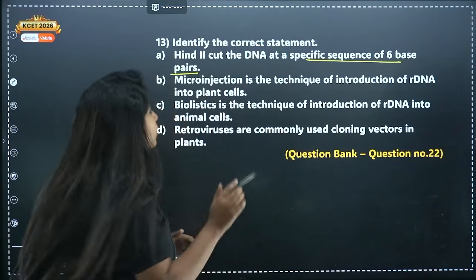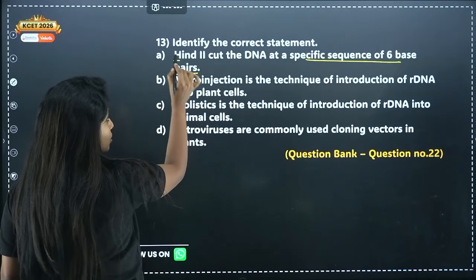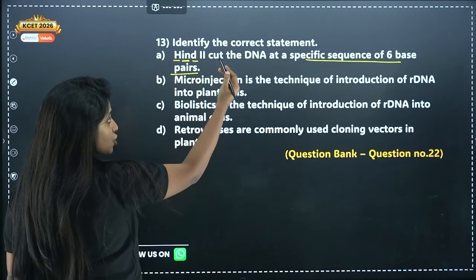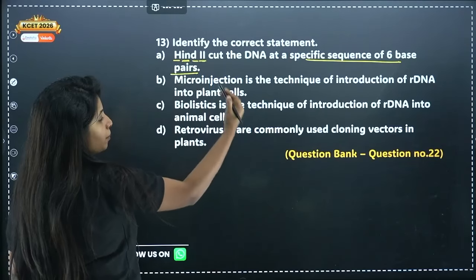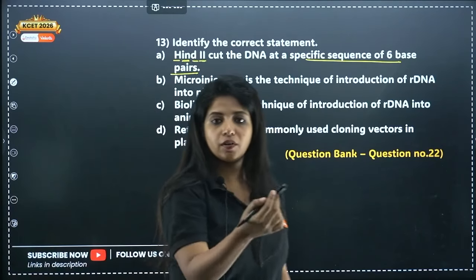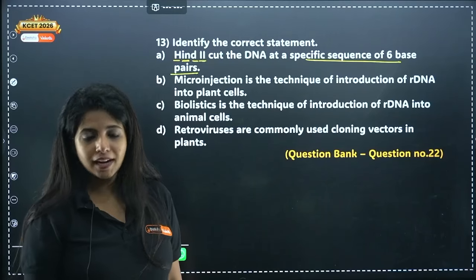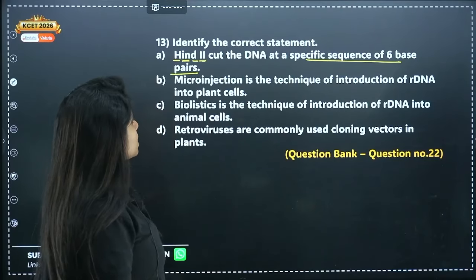Always remember, the name comes from this: the first letter from the genus name, the second 2 letters from the species name, and this from the strain. And this would be the discovery number, the order of discovery. So HindII is something that was discovered first, and it has a base sequence of 6 base pairs.